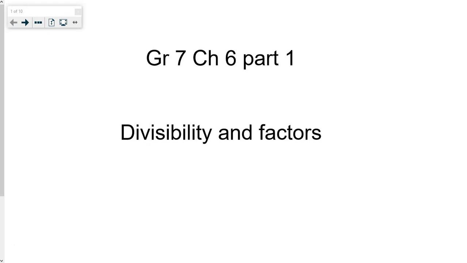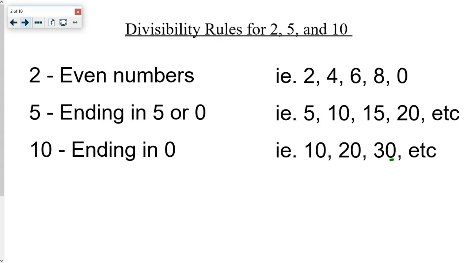This is grade 7, chapter 6, part 1, divisibility rules and factors. So divisibility rules for 2, 5, and 10 are very straightforward. If it's an even number, it's divisible by 2. So if it ends in 2, 4, 6, 8, 0, it's divisible by 2.